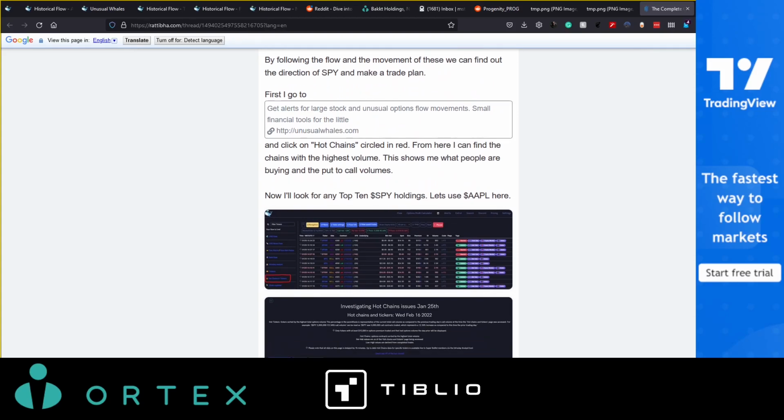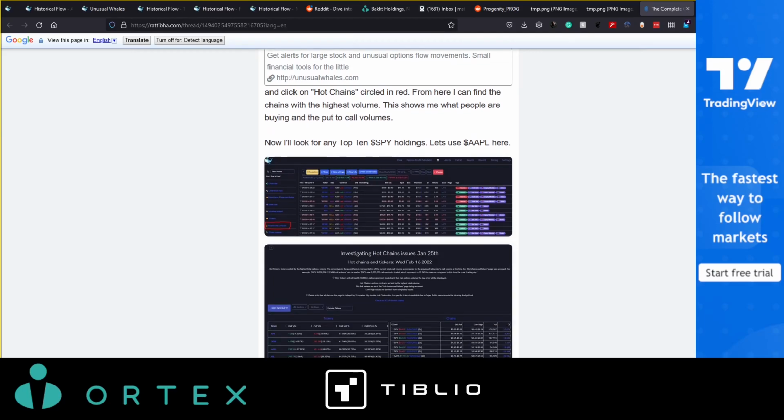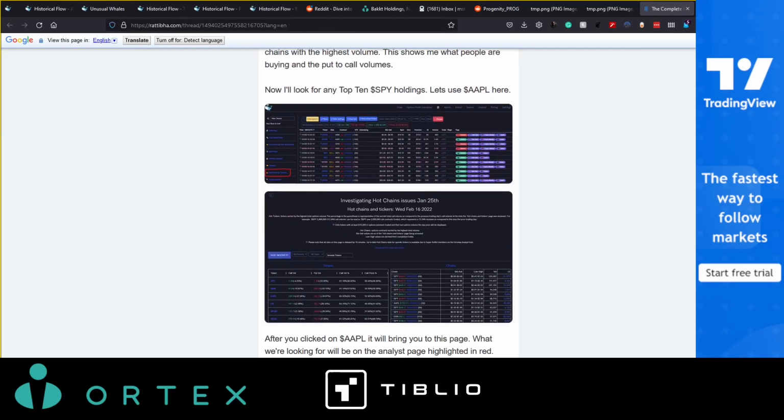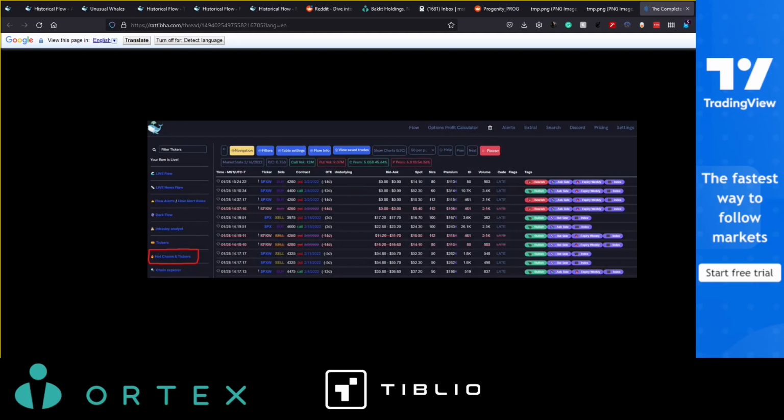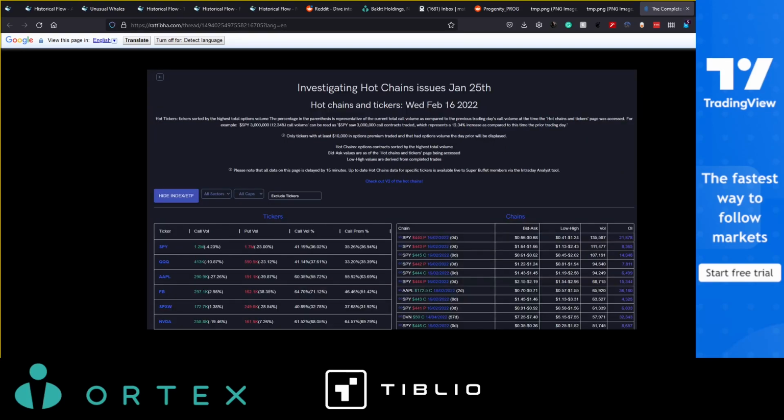So the method that Mr. Banks uses is he takes a look at the hot chains and the tickers, and he takes a look at what specific tickers are moving the most at any particular point in time. At the time that he took this picture, the ones that had the most call volume were the SPY itself, followed by Apple, Facebook, and Nvidia. So those had the most volume on them, and you can actually look at the individual chains to see which ones had the most options interest and volume.